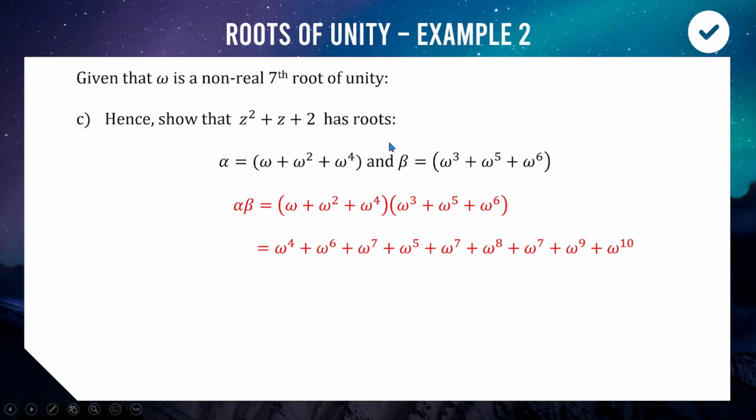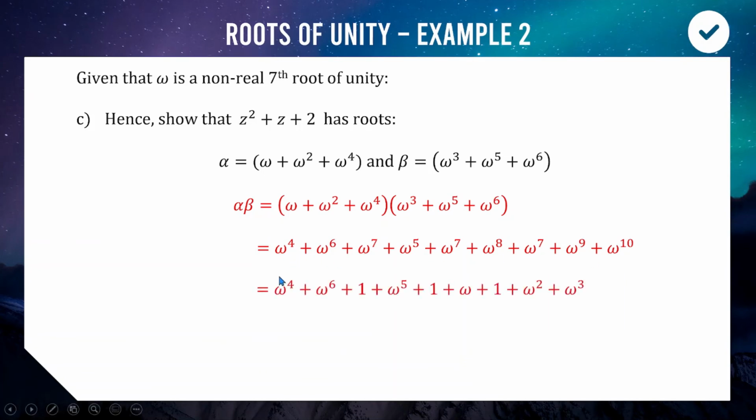Things to keep in mind: because omega is a 7th root of unity, wherever we see omega to the 7, we can just replace this with a 1, because omega to the 7 is equal to 1. Extending upon that, omega to the power of 8 is omega to the power of 7 times omega, so we can just write omega to the 8 as omega to the power of 1. It's going to repeat its cycle every 7 powers. Likewise, we can write omega to the 9 as omega squared, and omega to the 10 as omega to the power of 3.